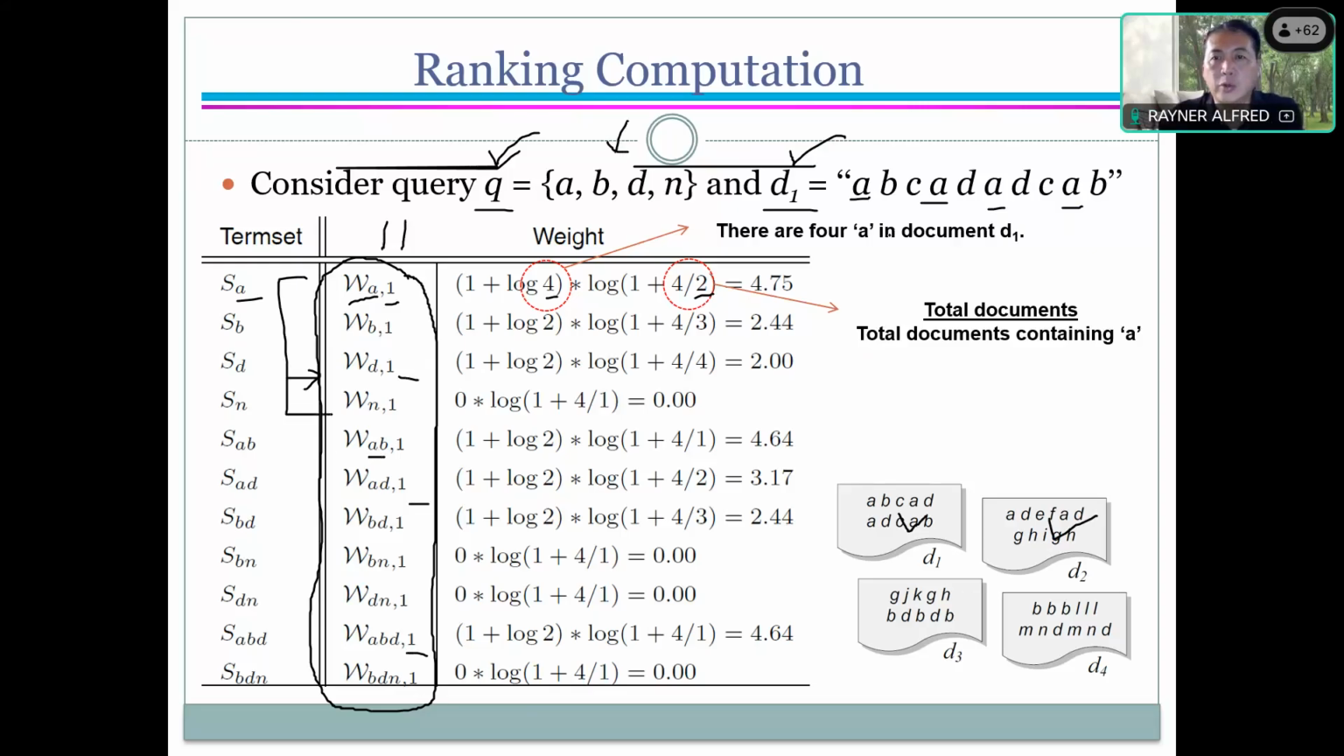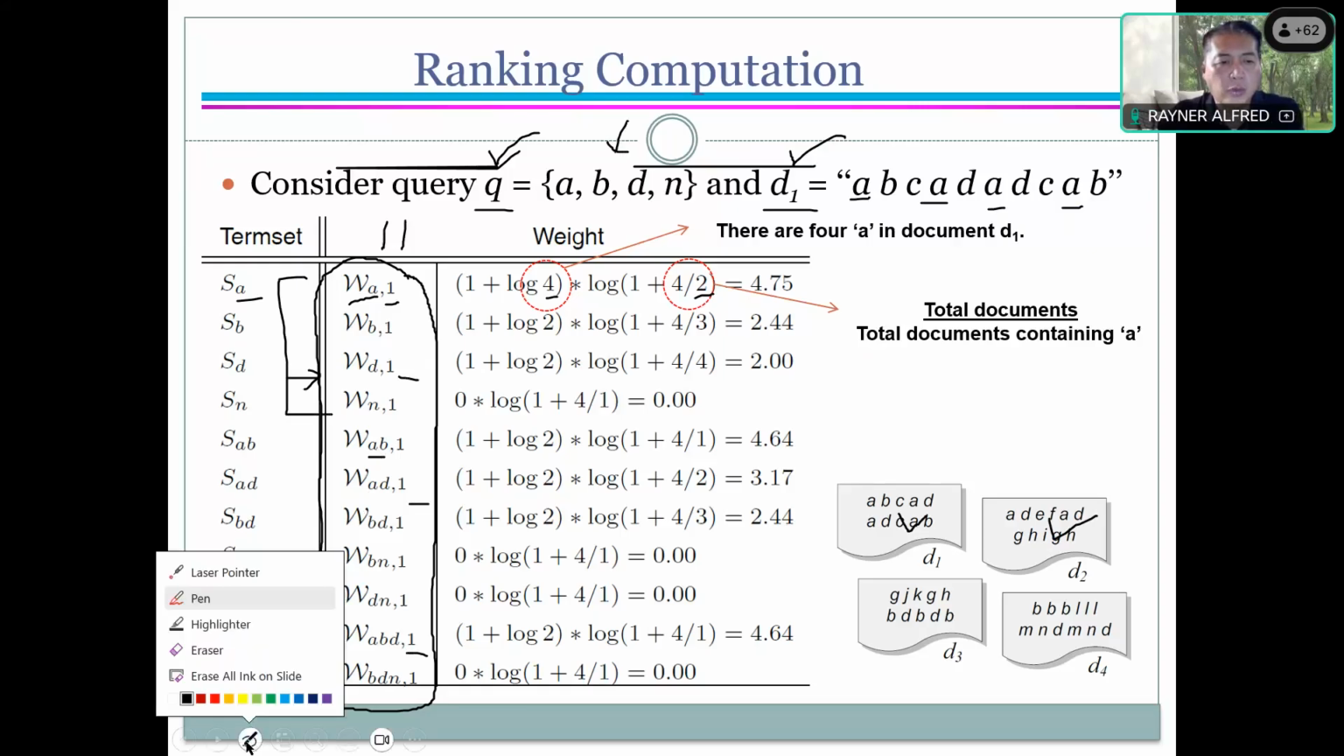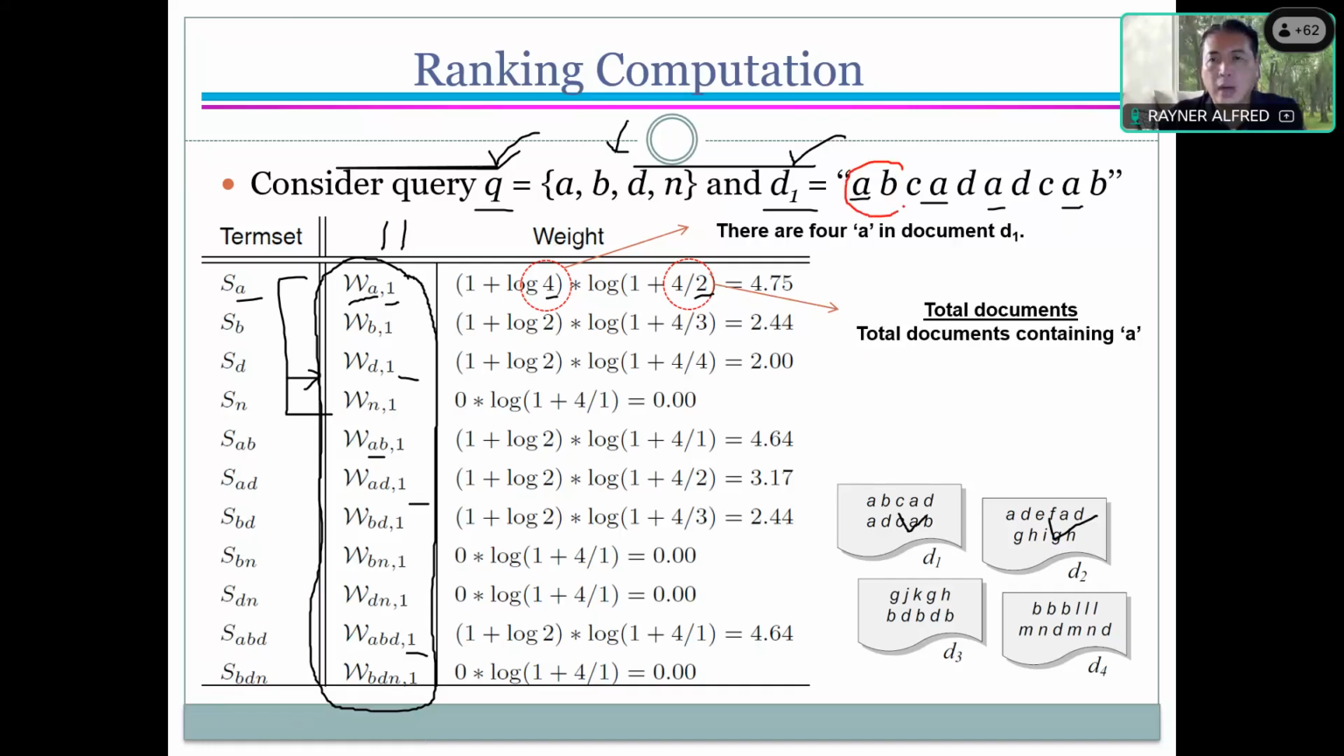So AB, now we are looking at the occurrence of AB. So 1 and 2. And then AB, that's why we have 2 here. Okay. So the document that consists of AB is only this one. So that's why we have 1. Then we can compute this.